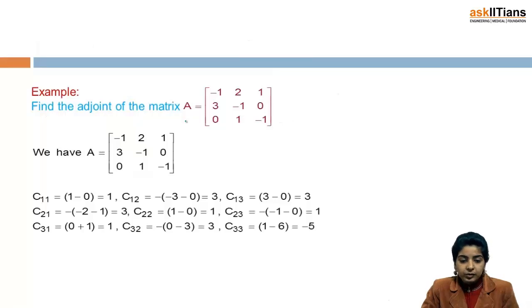Now we have an example. Find the adjoint of the matrix A. This is a 3 cross 3 matrix. You need to compute the adjoint. So you'll have to first of all find out the minors, then cofactors, then the matrix of cofactors, then take the transpose to find out the adjoint. So what we do is we have A here. Now find out the cofactors.